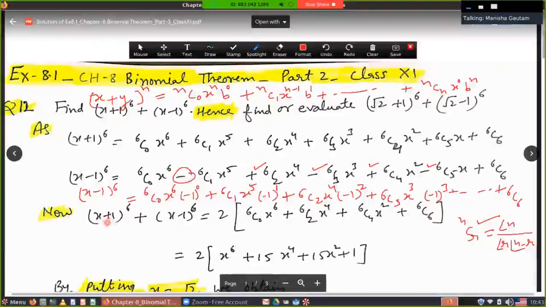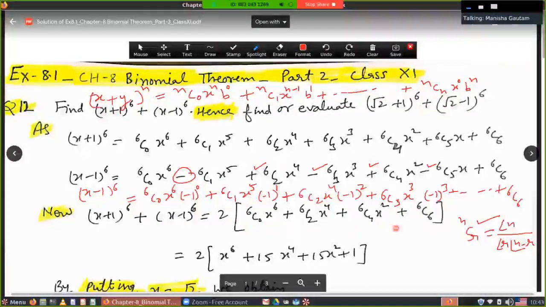Yes, (x plus 1) whole power 6 plus (x minus 1) whole power 6, add them. As you add them, plus and minus terms both cancel each other, and the first term of the expansion added, you will get twice of 6C0 x to the power 6, and 2 is taken outside. Those terms which you are adding, you will get a common 2 from those terms. You are getting 2 common, and these 4 terms you will get.